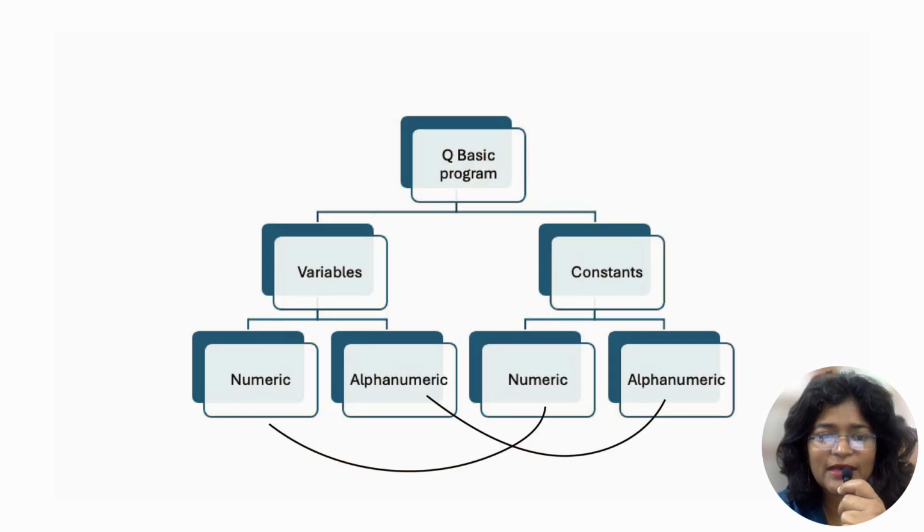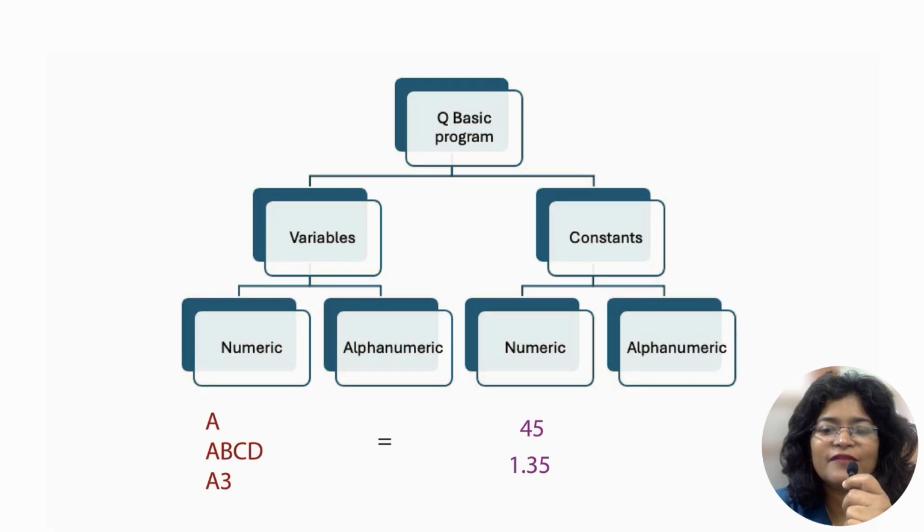Now we should remember that numeric variables are matched with numeric constants, and alphanumeric variables have to be attached to alphanumeric constants. Now, what are they? Numeric variables will have a letter, either one letter and up to 12 letters, or they can have a number also after the letter, not before. Those are numeric variables, and they have to be assigned a numeric constant, and that numeric constant has to be only a number. It can be an integer, and it can be decimal as well.